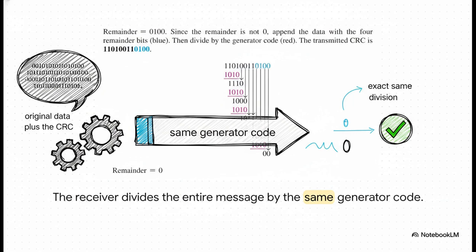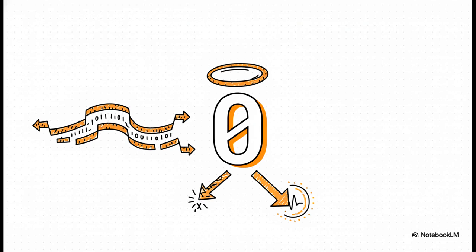Okay, now for the moment of truth. The receiver gets this whole message, and what does it do? It runs the exact same calculation. It takes the entire thing, the data plus the CRC code, and divides it by that same secret generator code that the sender used. And here's the magic. If the remainder of this division is 0, it means everything is perfect. It's a match. The computer knows that the data arrived exactly as it was sent, completely untouched, no corruption.